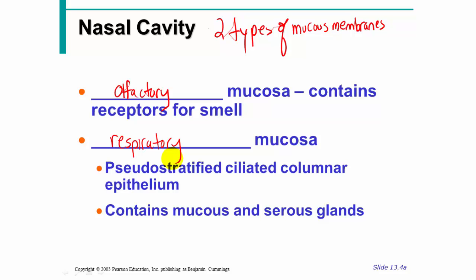It contains mucus and serous glands, and in the mucus and the serous glands, you end up secreting about 1 quart per day of fluid into the nasal cavity. Think about a quart of milk, and that's about how much fluid you have. In this fluid, there are lysozymes, and we've talked about this before, but lysozymes are enzymes that will break down the wall of bacteria and destroy them.